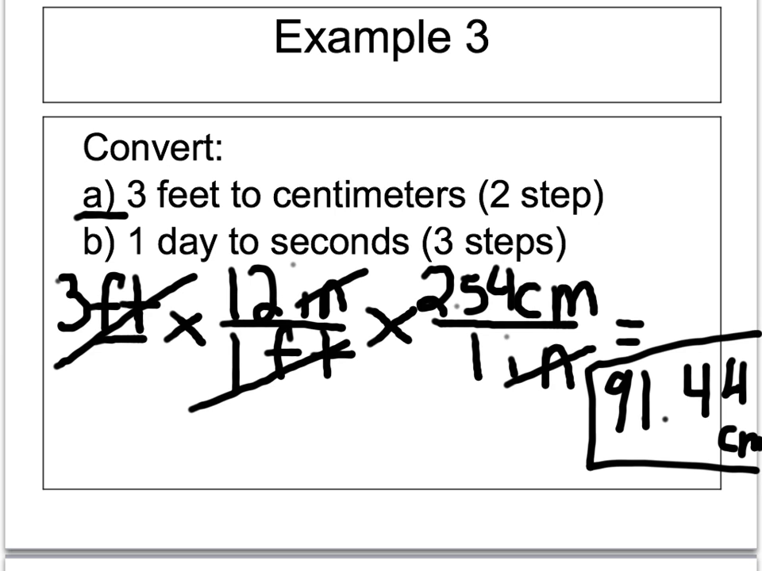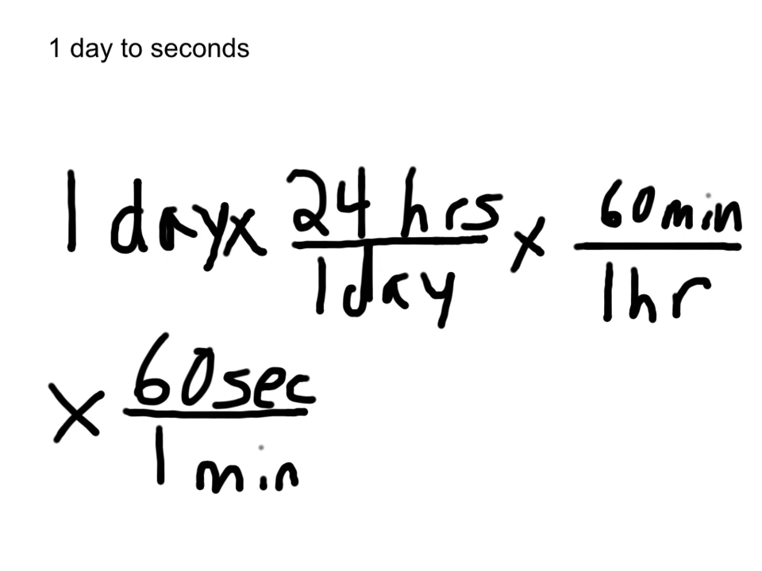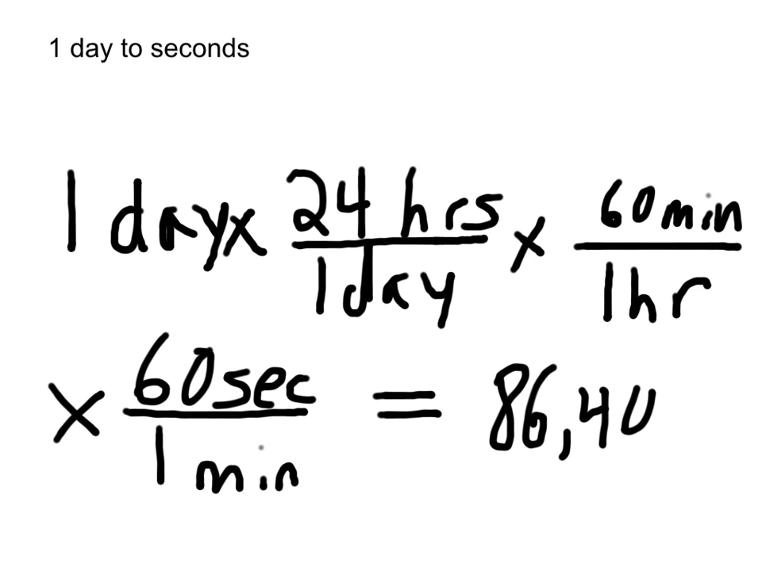Alright, I encourage you to pause the video and try example B, especially if you did not try example A, and when we come back, I will do example B for you. Okay, since I'm coming up on my YouTube time limit, I've written out the steps for doing this one. 1 day times 24 hours over a day times 60 minutes over an hour times 60 seconds over a minute. And when I multiply that out, I get 86,400 seconds. So check your math, check my math, see how you did.